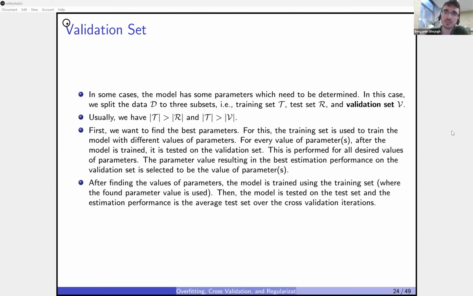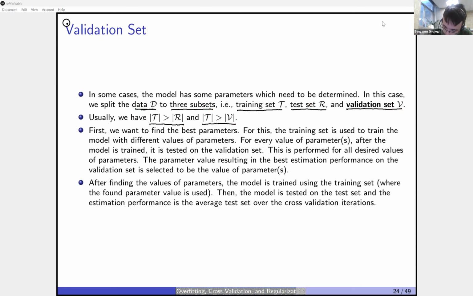They are just hyperparameters set by the user. In these cases they need to be determined, but the user doesn't know what to put for the hyperparameters. In this case, we can split the data D into 3 subsets: training data set T, test data set R, and validation set V. Usually the size of train is larger than test, and the size of train is also larger than validation. So usually the training set is larger than both test set and validation set.